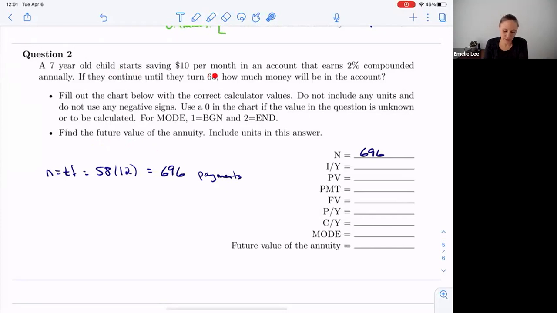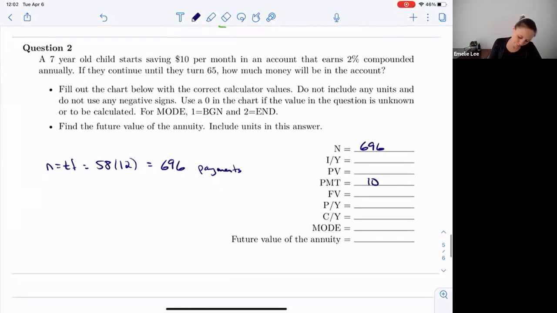Now let's just read through and jot down information as it comes. The payment amount is $10, no units, no negatives, right? Technically it would be negative because they're paying this $10 into an account. Per month, so the payments per year is 12, into an account that earns 2% compounded annually, so once per year. And then how much will be in the account?